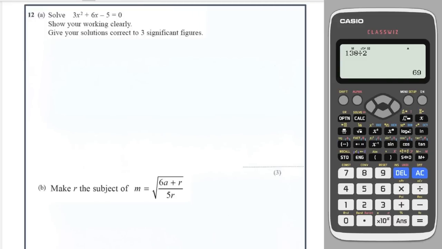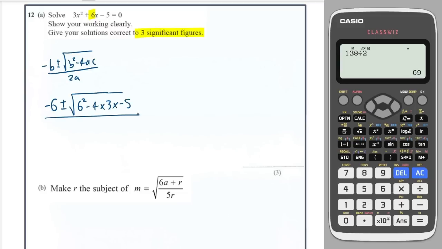Okay, classic solve, and because it says quadratic and because it says three significant figures, I know I need to use the quadratic formula. So the quadratic formula, minus b plus or minus the square root of b squared minus 4ac all over 2a. The b value is positive 6, so negative b is negative 6. B squared is going to be 6 squared. Minus 4 multiplied by a, which is 3, and c, which is minus 5. All over 2 times by a, which is 3.